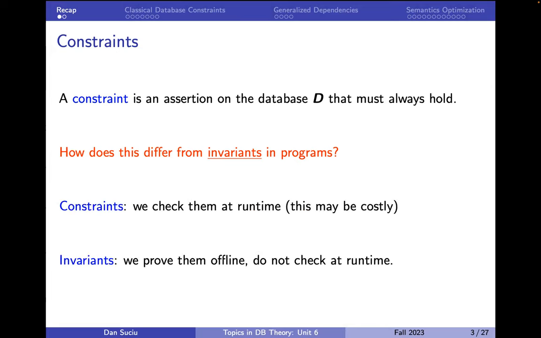Yeah, so this is a major difference. Constraints need to be checked and enforced at runtime. Invariants in programs are something you check statically, you do this on paper. You check that your program is correct. Maybe you debug it and check the invariants. But once it works and it's correct, then you forget about them, and they always hold by the design of the program.